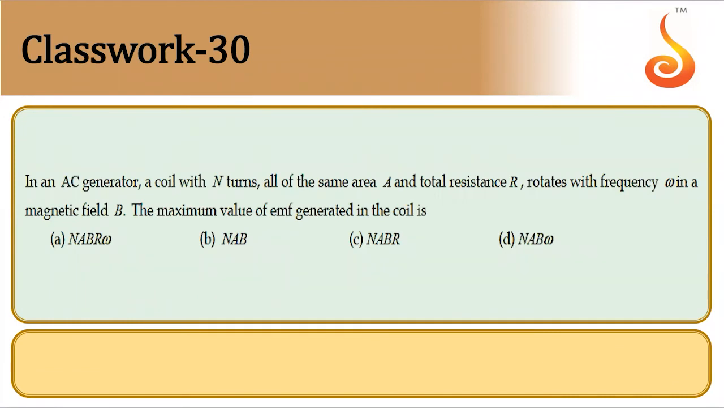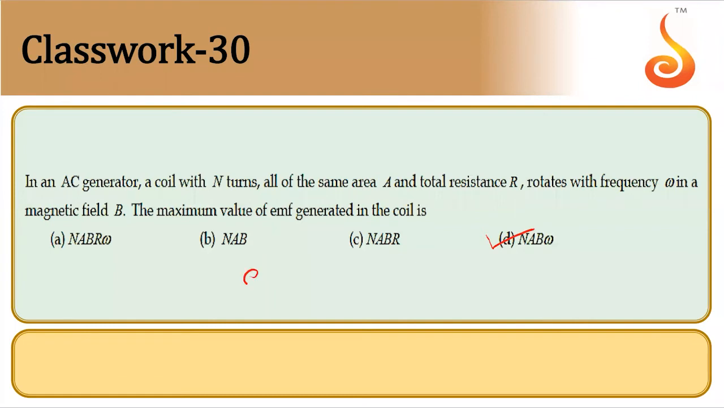In an AC generator, a coil with n turns, all of the same area A and total resistance R, rotates with frequency omega in a magnetic field B. The maximum value of EMF generated in the coil is: NABR omega, NAB, NABR, NAB omega. Must be option D, NBA omega.